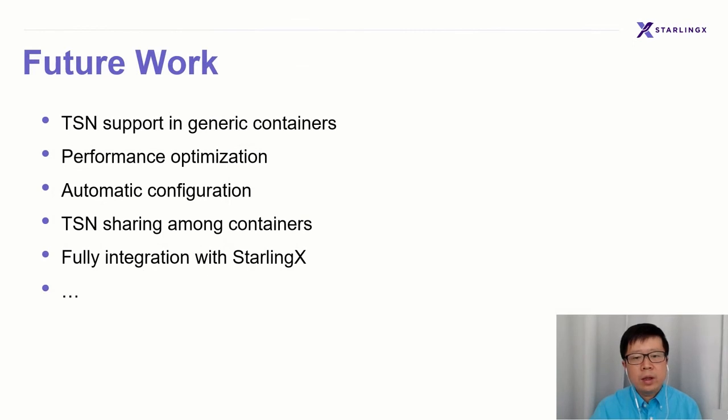Though we already enabled TSN in StarlingX Kata containers, we still have much TSN work to do on StarlingX platform. For example, we need to support TSN in generic containers, and the RT performance is not good, we need to optimize it. And currently, we configure the TSN network manually. In the future, we need to enable automatic configuration for production.